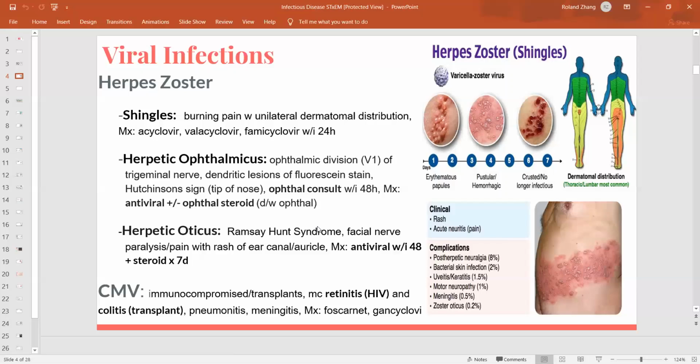The next infection that you see kind of common, especially in an immunocompromised patient, HIV, transplant, is the CMV virus. In HIV, it causes retinitis and colitis, and in transplant patients. You treat them with antiviral based on which organ is being affected.